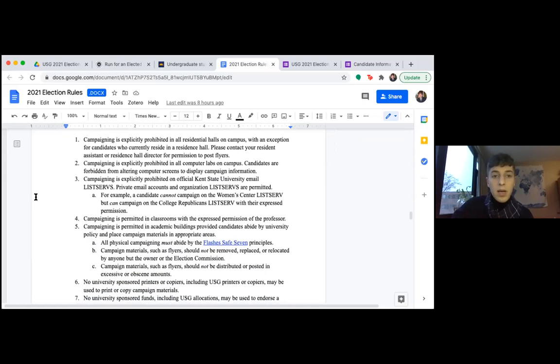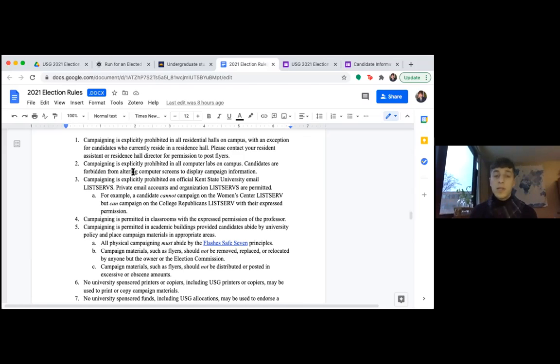So here are some campaigning rules. Some of these are a little newer, so I would pay attention to this part. Campaigning is prohibited in all residence halls unless you live there. If you live in a residence hall, you can campaign in a residence hall. But even if you live there, you still have to contact the resident assistant or resident hall director for permission to post flyers.